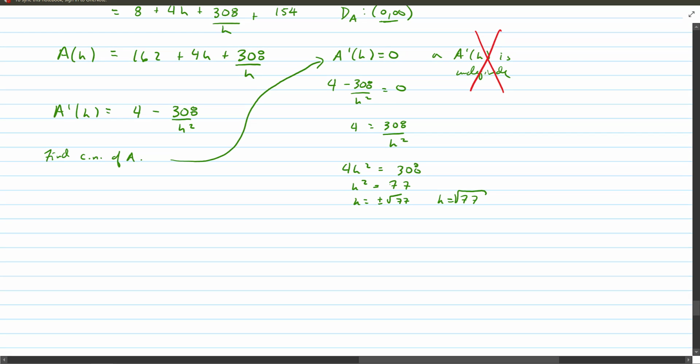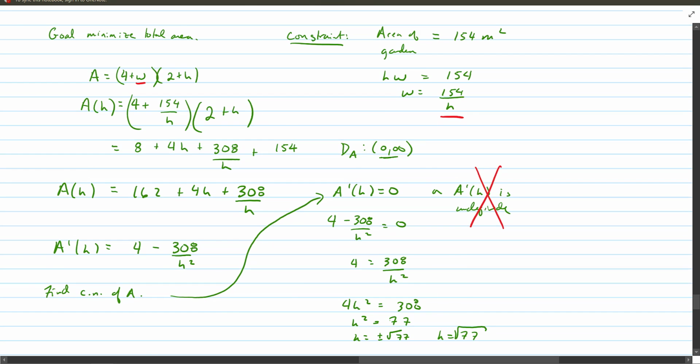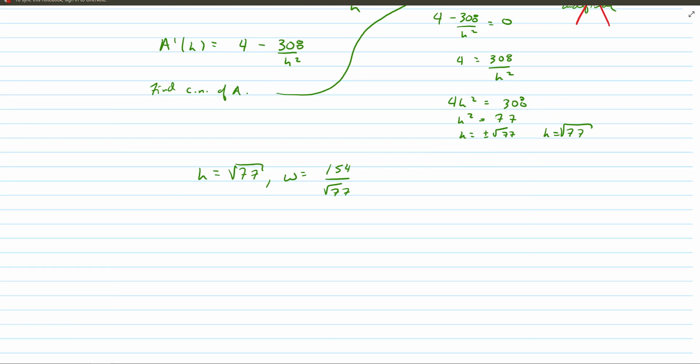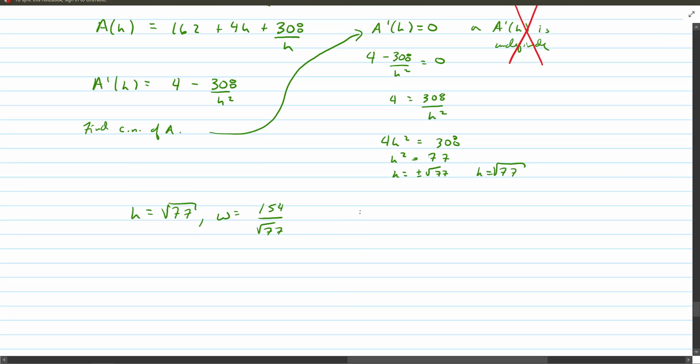Okay, so we now have the dimension of the height that will minimize our area, and let's go ahead and find w. h we just said was the square root of 77, and w then would be 154 divided by the square root of 77 at this particular critical number. But what we haven't yet done, in fact I misspoke a second ago, is check that we've actually found the minimum value for the total area. So what we need to do is check that. Let's take the second derivative. I prefer to use the second derivative test on this.